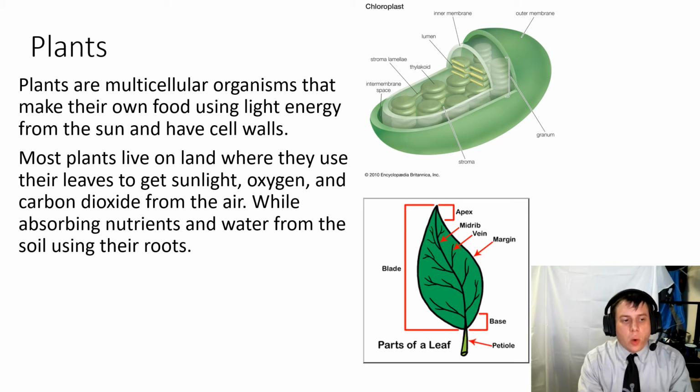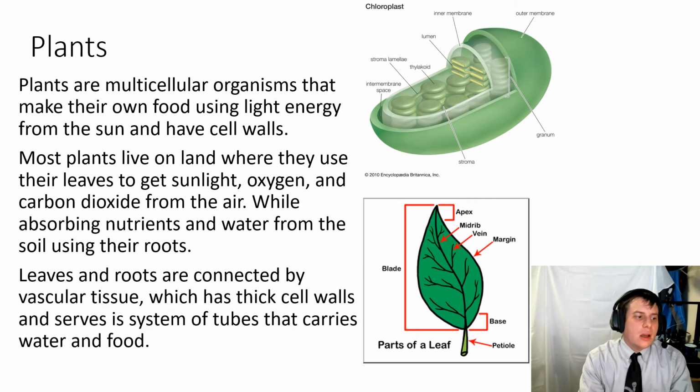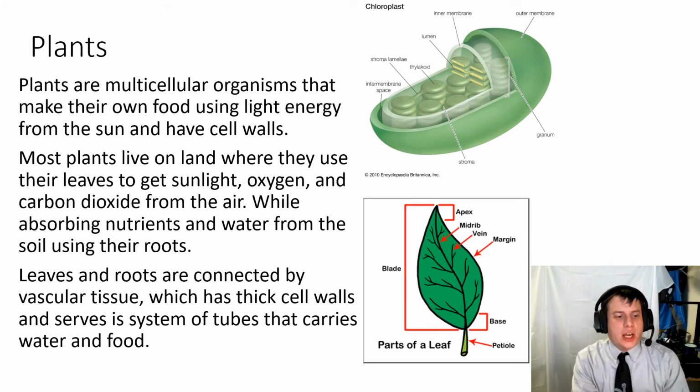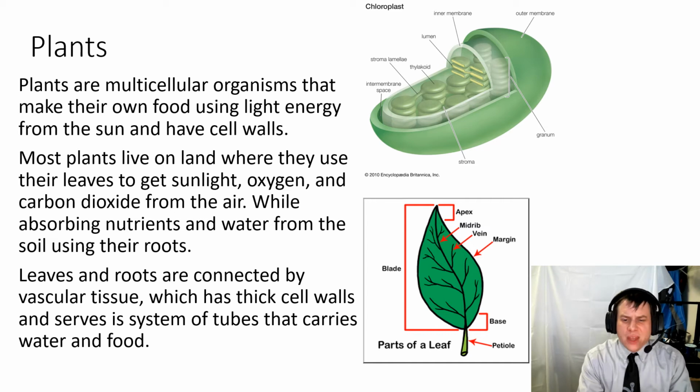When they're absorbing water and nutrients, they use the soil and they use their roots for that. Leaves are connected by vascular tissue, which has thick cell walls and serves almost like blood vessels for the plant that move water and food around. All right, guys. So if you look up at the top there, that is a chloroplast. That is the part inside of plant cells that lets them photosynthesize.